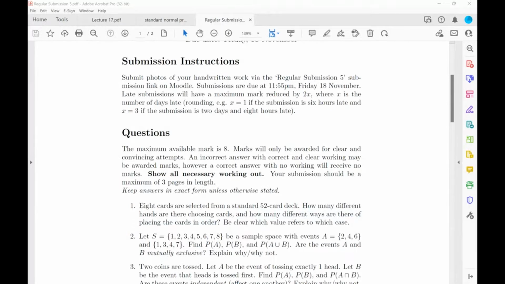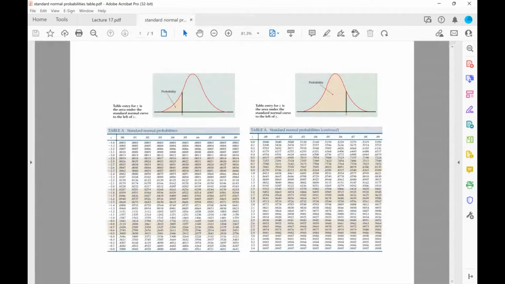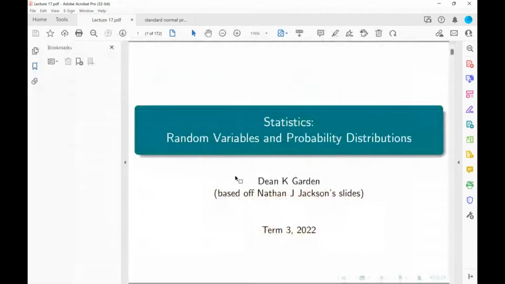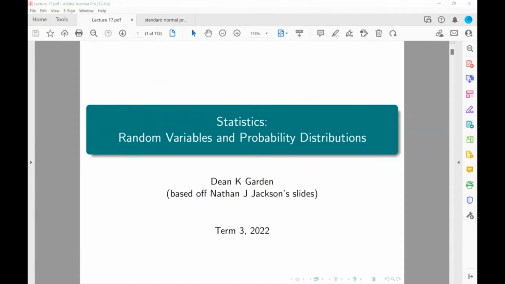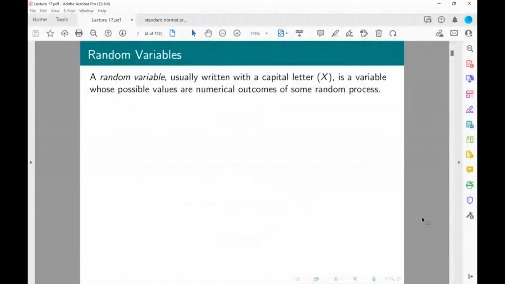Okay, on to today's lecture. Now there's a bit of content here. I want to focus just a little bit more on the practical application and examples. So even if you get a bit lost on the theory, at least keep that focus in mind. So, random variables and probability distributions. Well, we need a slide for random variables and a slide for probability distributions.